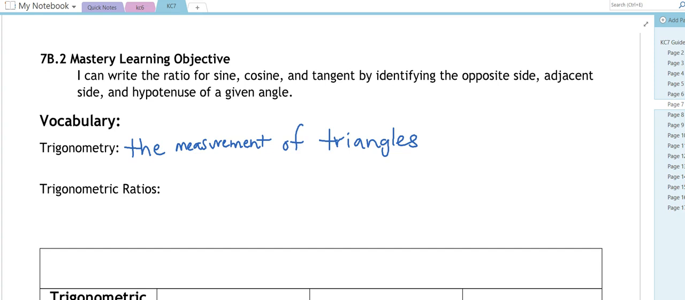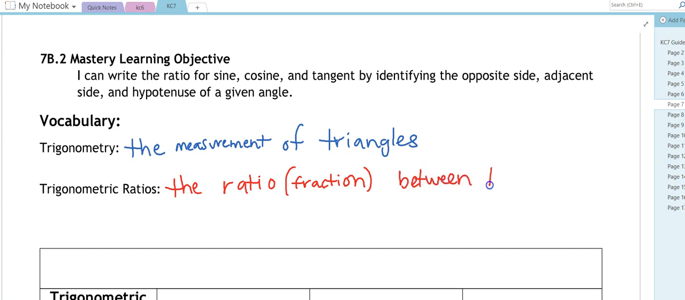Trigonometric ratios, I'm going to put that in red, is the ratio. So when you think of ratio, we are going to be setting up fractions. And these ratios are going to be between two specific sides of a triangle.